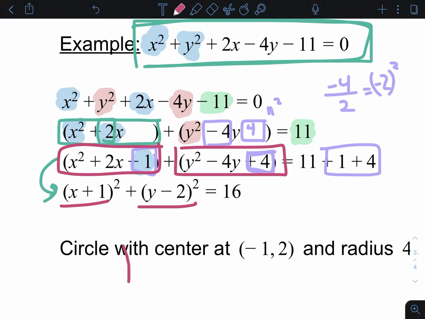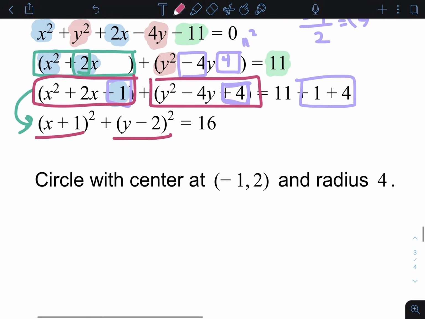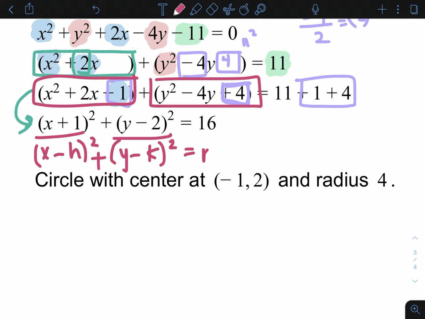This is now in standard form. We can figure out our center by determining what h and k are. So remember that this is x minus h and y minus k squared. So that means that you want to think opposite. If it's x plus 1, that means your h is going to be a negative 1. And if it's y minus 2, that means your k is actually a positive 2. On the other hand, for the radius, all you have to do is square root that number, and that gives you your r value, which is 4 in this case.